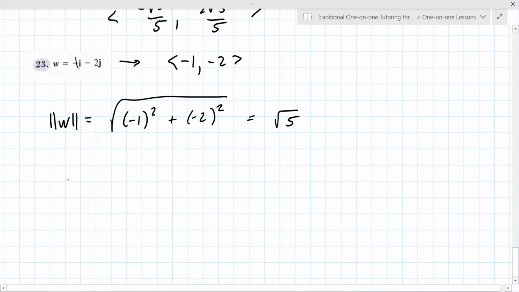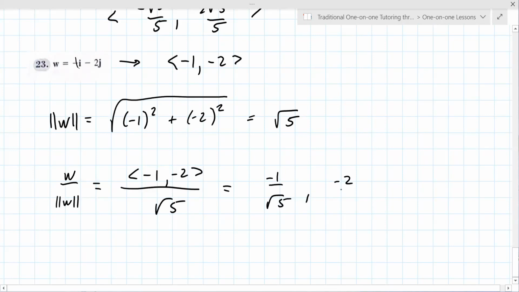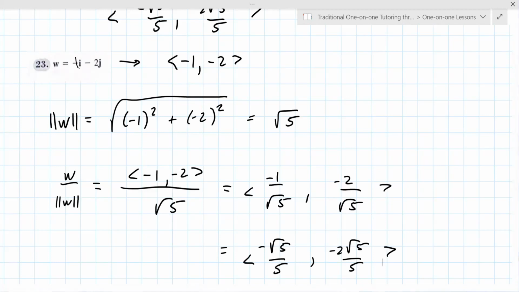So you take your unit vector, W over the magnitude of W, which is minus 1, minus 2, over the square root of 5, which is minus 1 over the square root of 5, comma, minus 2 over the square root of 5. And again, you need to rationalize by multiplying the top and bottom by the square root of 5. So it's really similar to the last. And there you go. You have your unit vector.